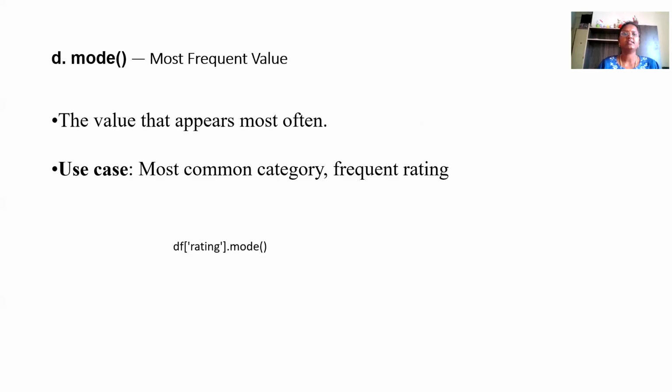The next aggregate function is the mode aggregate function. Mode is nothing but finding the most frequent value of the data set. Whatever value appears most often is called the mode value. We want to find the mode value for cases such as the most common category or frequent rating. For example, the syntax is df of rating column dot mode. So we are applying the mode function on the rating column of your data frame.